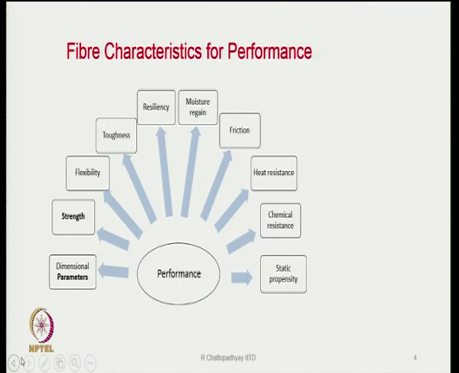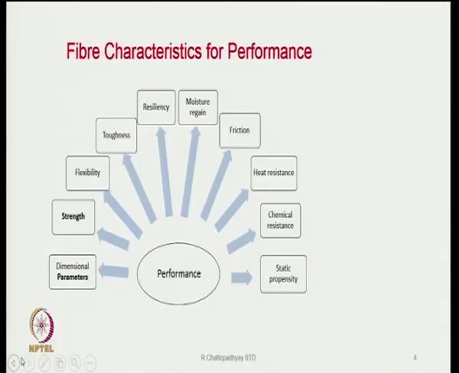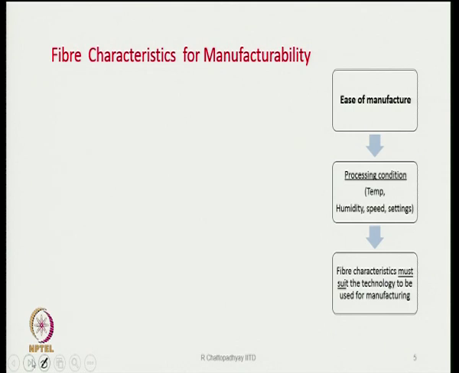So, typically these are the properties on which the performance will depend. Therefore, we must have a data bank of properties related to all these and keep it for use for different types of fibers that we have. Then come the characteristics from the point of view of manufacturability.